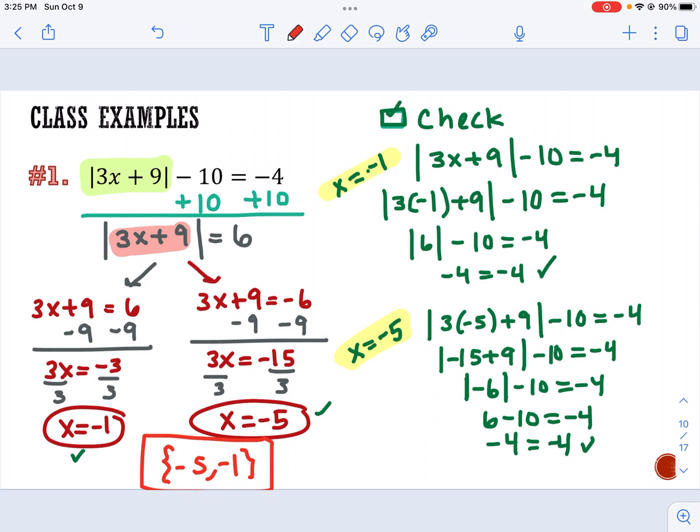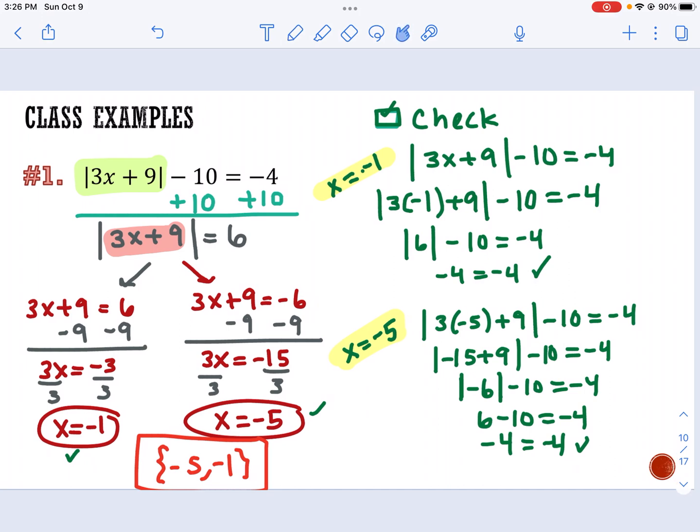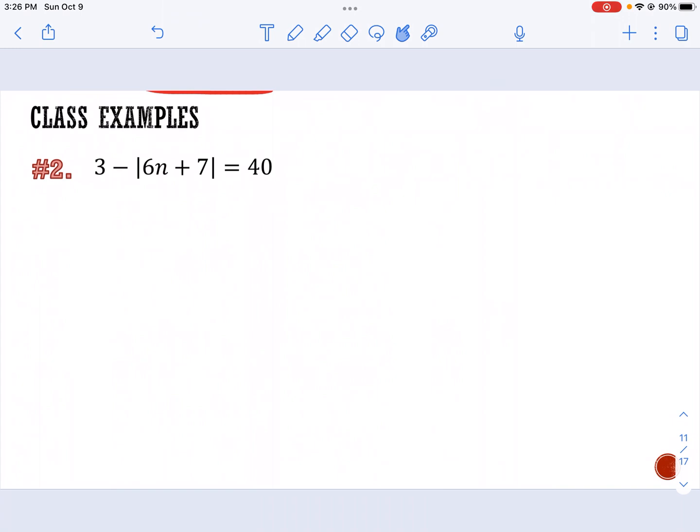All right, so we've solved our first more complex absolute value equation. Ready to try another one? Great. Let's take a look here. In number 2, we have 3 minus the absolute value of 6n plus 7 equals 40. So the same idea applies. We're asking ourselves what value of n will make this equation true.